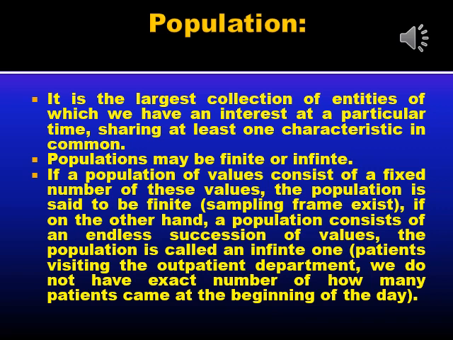like when a sampling frame exists. If, on the other hand, a population consists of an endless succession of values, the population is called an infinite population, like the outpatient department, in which we do not have an exact number of how many patients came at the beginning of the day or their names, and we do not have a sampling frame. There is no list that we can pick from as is done for the finite population.